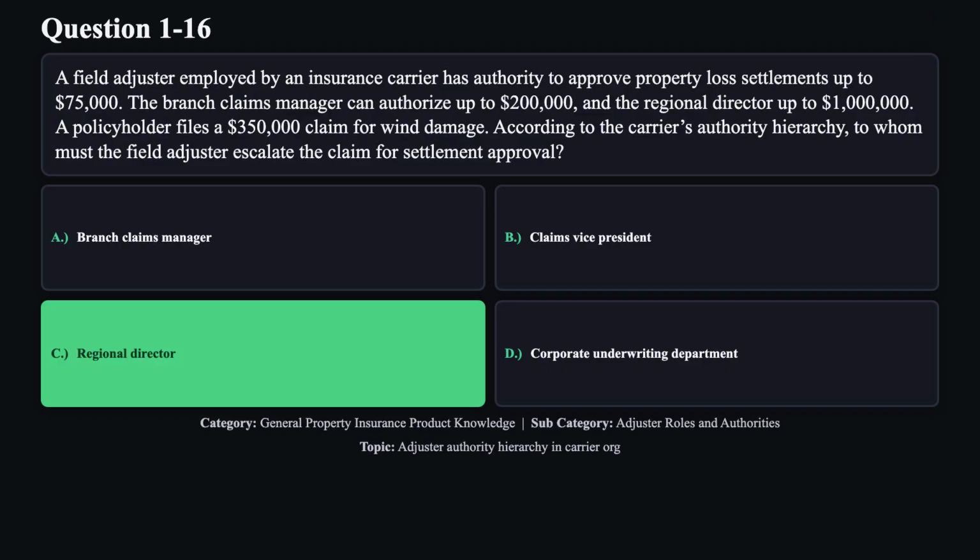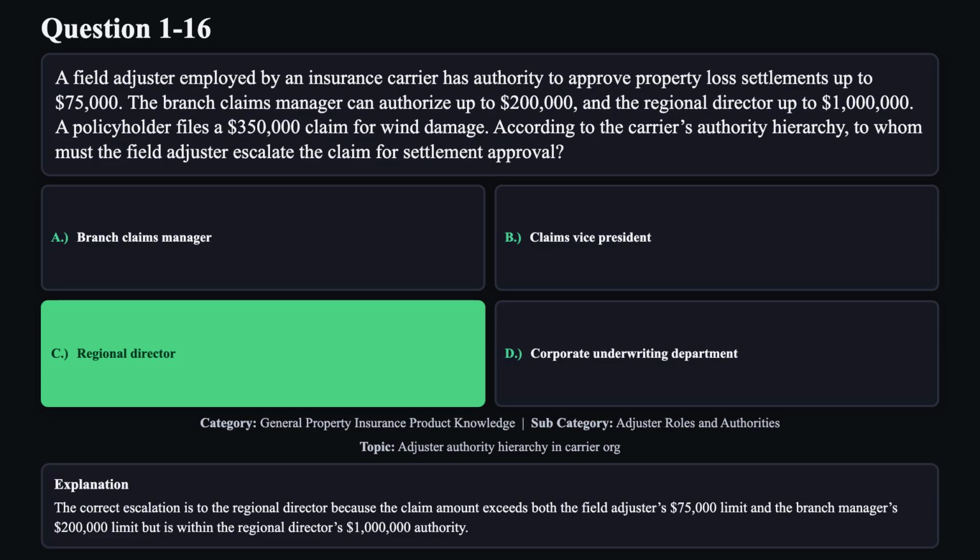The correct answer is C. The correct escalation is to the regional director because the claim amount exceeds both the field adjuster's $75,000 limit and the branch manager's $200,000 limit, but is within the regional director's $1 million authority.